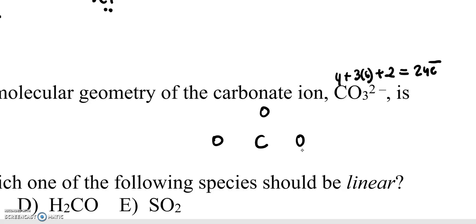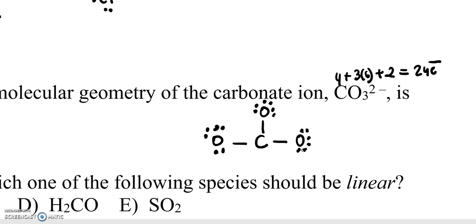Okay, so we have 24 electrons to use. I'm going to use 1, 2, 3 pairs of electrons, so it makes 6 in total. I have 18 left. 1, 2, 3, 4, 5, 6. 1, 2, 3, 4, 5, 6. 1, 2, 3, 4, 5, 6. So 18 electrons used up already, and I ran out of all my electrons.